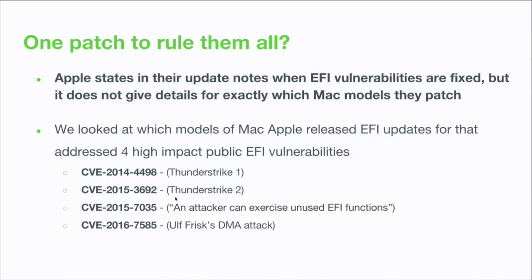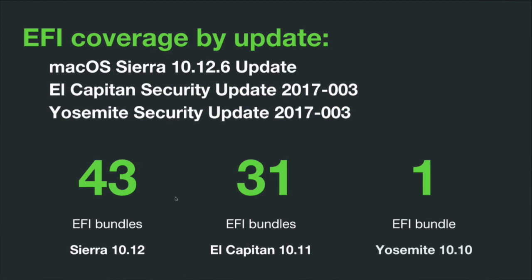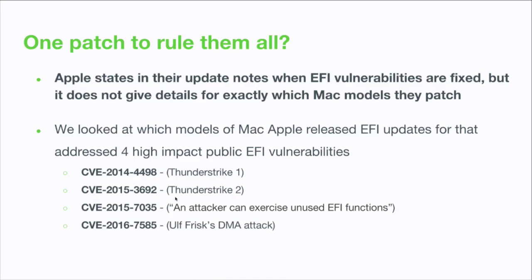So digging into that more, well, cool, there may only be 31 models of Mac that are seeing an EFI update for 10.11, but how does that really map against real-world vulnerabilities? Coming back to the research that we cited earlier, we pulled out these four CVEs. These four CVEs are specific to known EFI vulnerabilities: Thunderstrike 1, Thunderstrike 2, Ulfric's DMA attack, and then another attack by Xenocova that hasn't got a snappy name. It was basically just being able to abuse unused EFI functions.